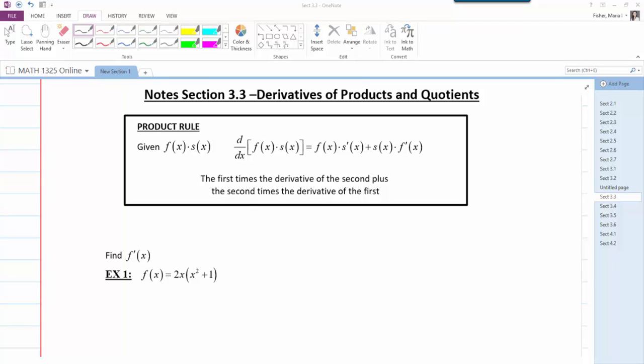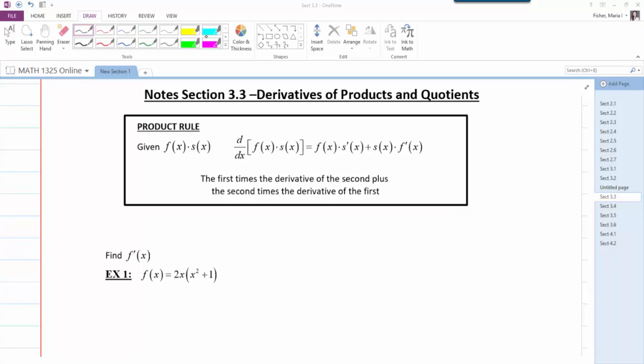Section 3.3 deals with derivatives of products and quotients. Now, all the problems that we found the derivatives of thus far have only had problems that are separated by plus or minus signs. So none of them had products and none of them had quotients. And when they did, what we had to do was rewrite.